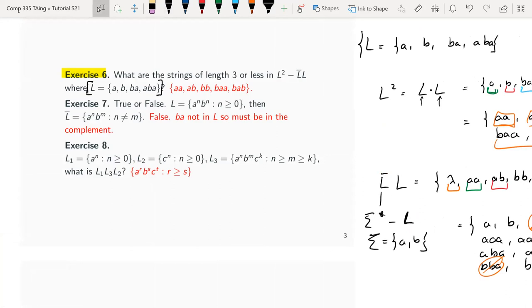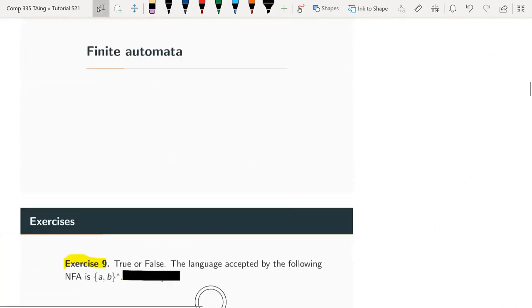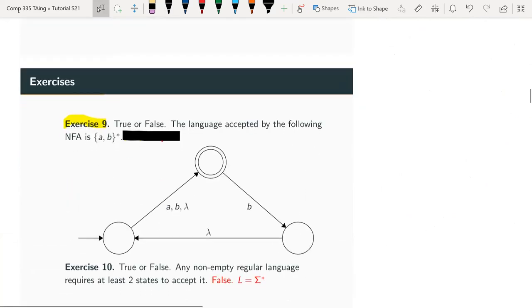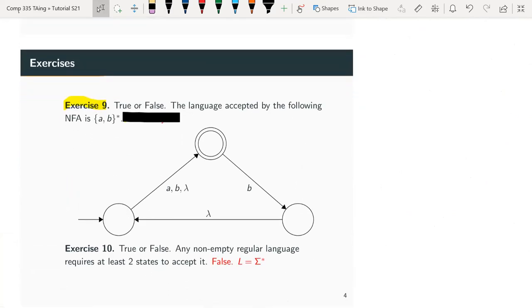So any questions about this? Okay, doesn't look like it. All right, so moving on to the next question. I want to do question 9 for the finite automata part.